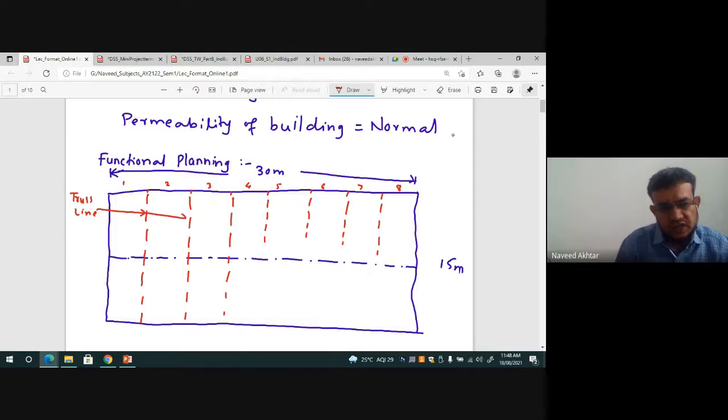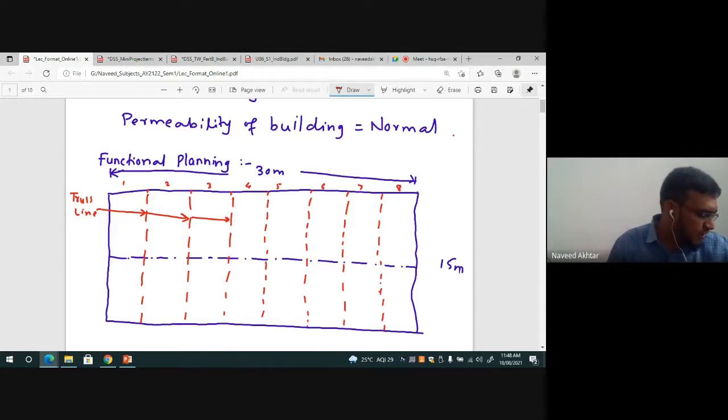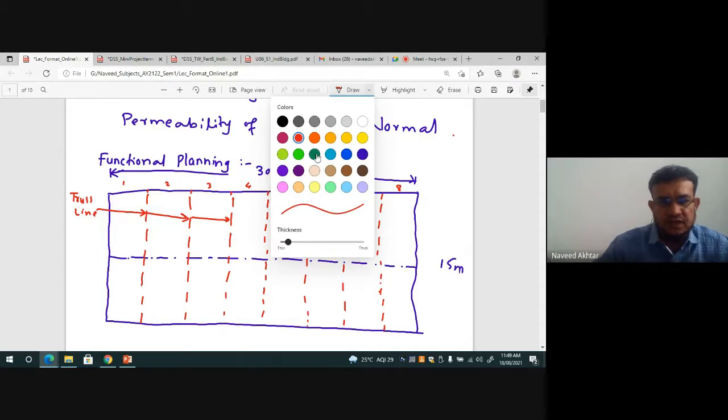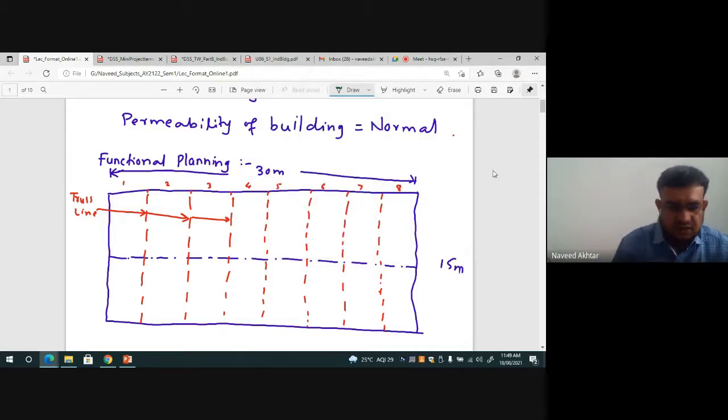Understanding? These are the trusses. Okay. So how many number of trusses? 1, 2, 3, 4, 5, 6, 7 trusses will come. And at the ends, there are gable ends. Okay. Now you have to also provide purlins over the truss for supporting the roofing sheet. So I will write the purlins as dotted lines for the purlins over the roofing sheet.